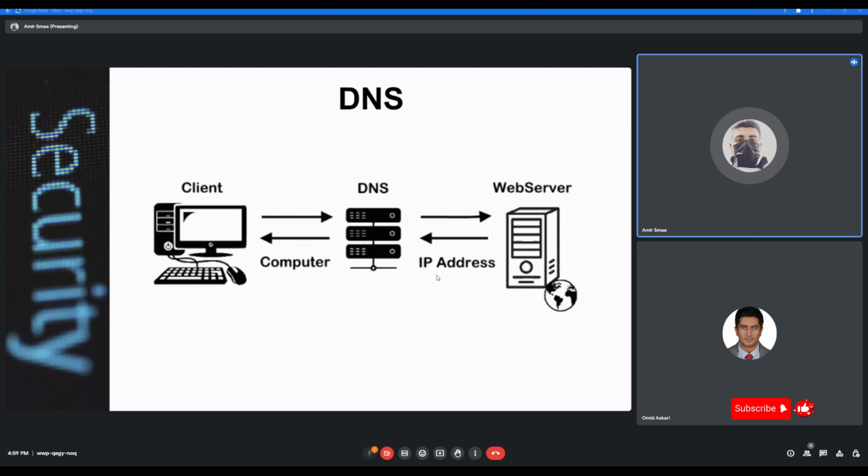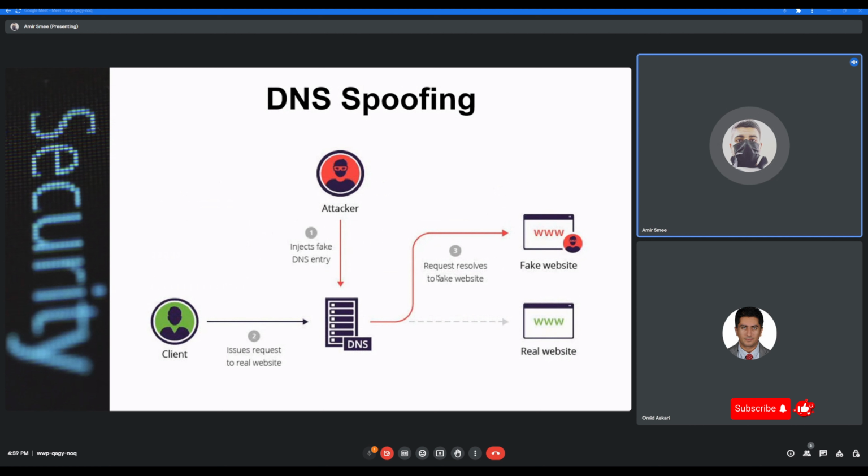In DNS presentation, I said DNS converts name to IP and vice versa. And DNS spoofing, also known as DNS cache poisoning, is a type of cyber attack where a hacker intercepts and alters communication between user and DNS server, typically with the intent to divert traffic to a fake website. This is done in an effort to steal sensitive information or spread malware. It's called DNS spoofing because the attacker spoofs or imitates the genuine DNS server.